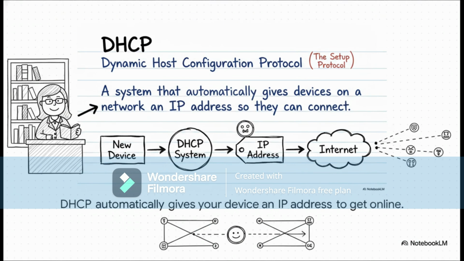This is where a protocol called DHCP steps in. DHCP, or Dynamic Host Configuration Protocol, is kind of like a friendly host at a party who finds you a seat. The second you try to connect, DHCP automatically gives your phone its own unique address, an IP address. This address is basically your phone's name tag for the network, letting it send and receive stuff.